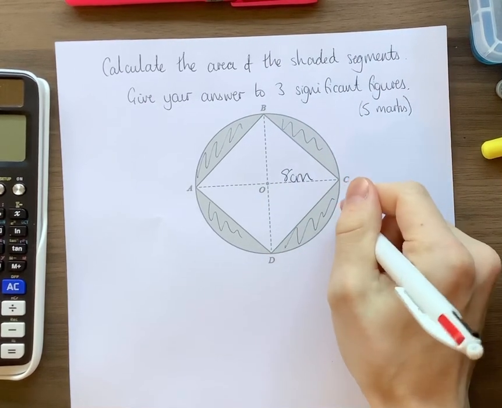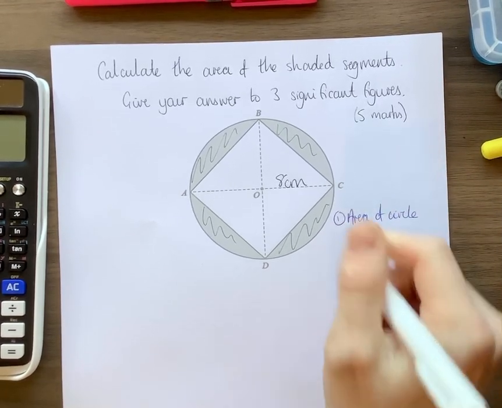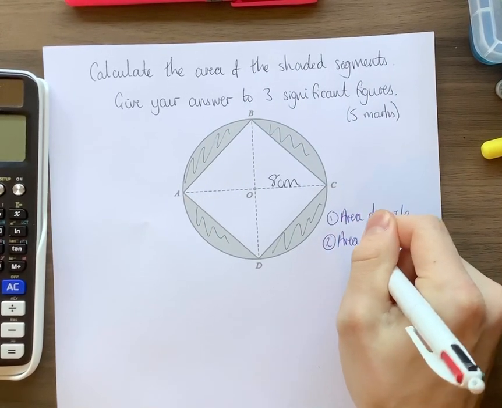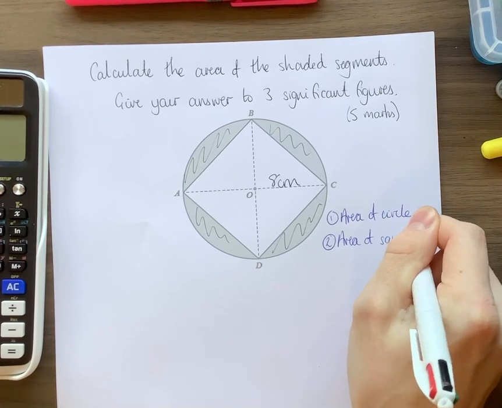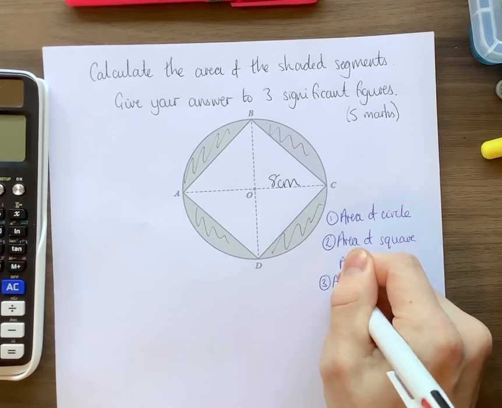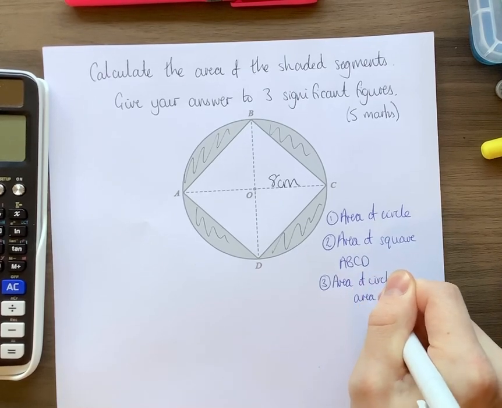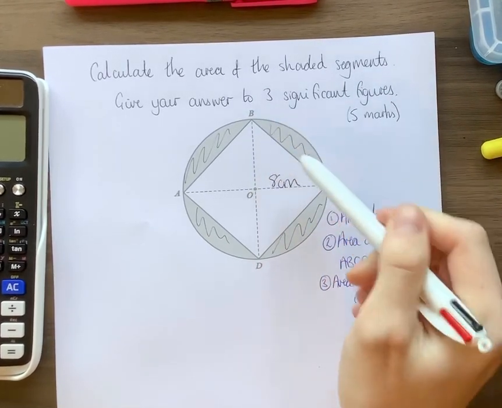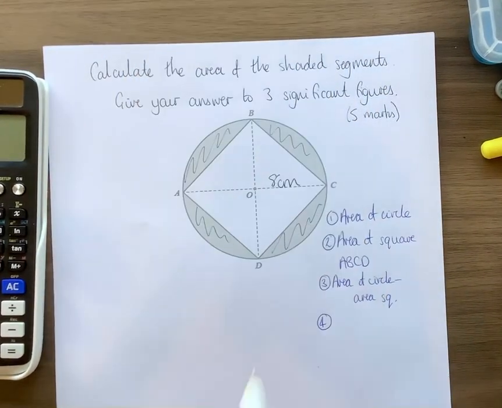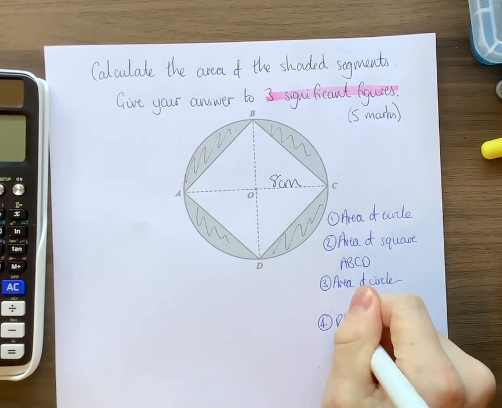First thing I'm going to calculate is the area of the outside circle. The second thing I'm going to calculate is the area of the square, ABCD. And then what I'm going to do is do the area of the circle minus the area of the square, because that's going to leave me with those outside bits, those shaded segments. Okay? And then finally, I'm going to do what the question says. I'm going to round to 3 significant figures.